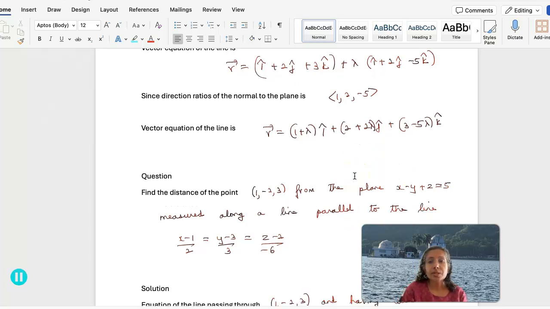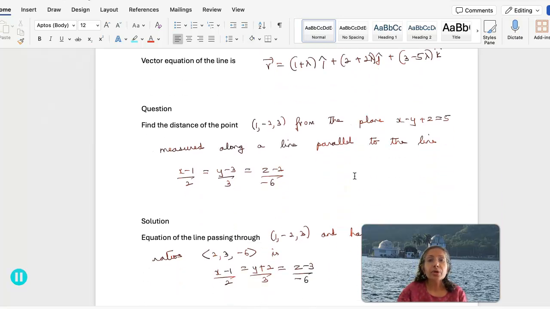Coming to the next question. Find the distance of the point (1, minus 2, 3) from the plane x minus y plus z equal to 5 measured along a line parallel to the line (x minus 1) by 2 equal to (y minus 3) by 3 equal to (z minus 2) by minus 6.